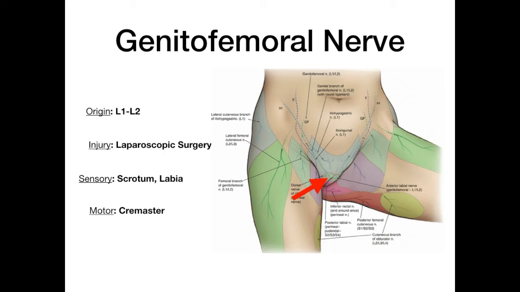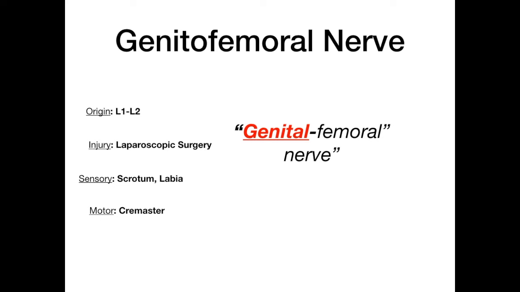Now, this is really easy to remember if you use my mnemonic. The way that we're going to remember what the genitofemoral nerve does is we're going to call it the genital femoral nerve. The reason that we use the term genital is because take a look at what the sensory and motor distribution is. Well, for sensory, it's things that are classically found around the genitals, so the scrotum and the labia. And motor control is the cremaster muscle.